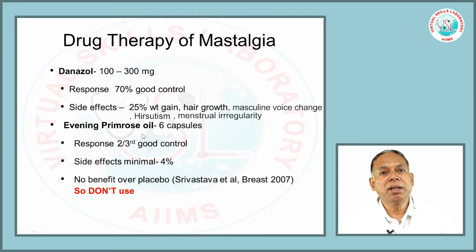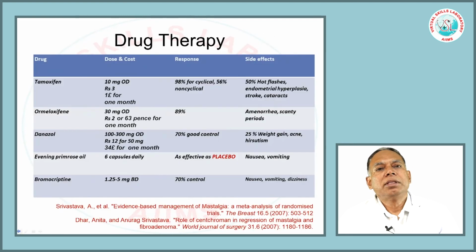Evening primrose oil has been used in the past in many trials and has been found to be effective in about 2/3 patients. However, response is similar to that of the placebo in a meta-analysis, and therefore, it is no longer recommended. The systemic drug therapy is summarized on this table.